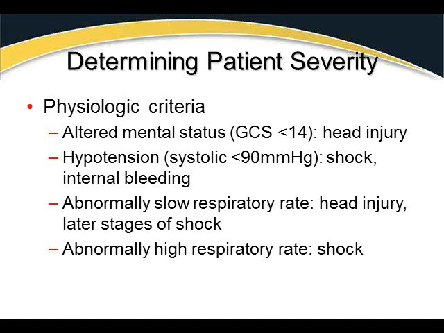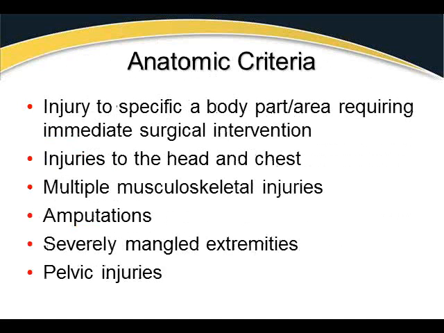That in and of itself may not be much, but when we start to couple it with other things such as anatomic criteria, meaning injury to a specific body part requiring immediate surgical intervention. If you've got a head, neck, chest, or abdomen wound, you probably are going to need surgery fairly quickly. Multiple musculoskeletal injuries. When you break one bone, it's bad, but when you break multiple bones, you lose a lot of stability, and you've really started to insult the system.